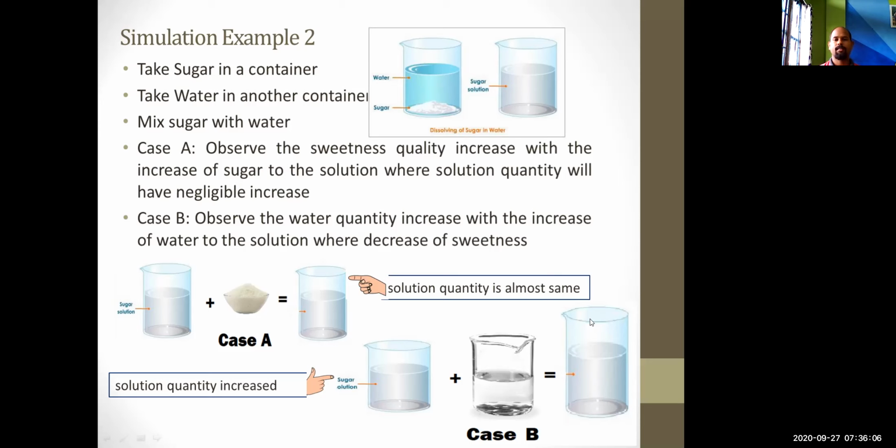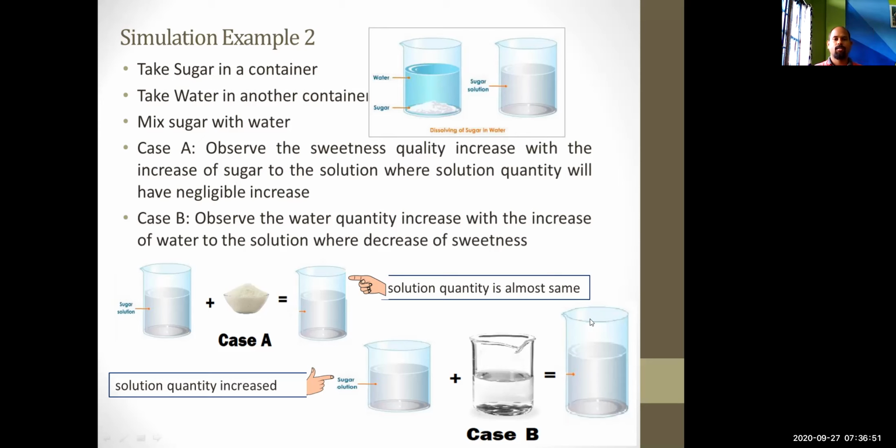You have to simulate this event graphically, either in Java or in C programming or in MATLAB programming, whichever is comfortable. So this is one assignment for you people. This is a simple simulation modeling. That means on one side, sugar level will increase, sweetness will also increase. On another side, water level will be increased, sweetness will be decreased. And when you increase the water level, the level of the solution will also be increased.